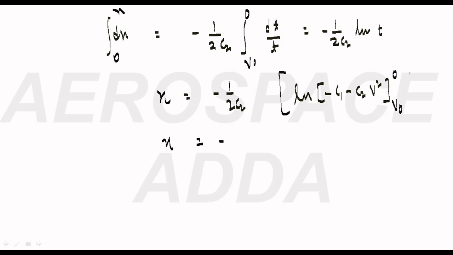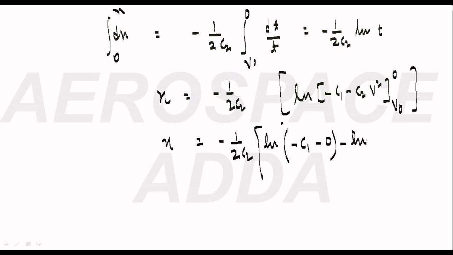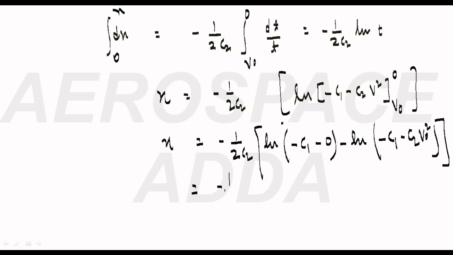It's a value, 1 by 2 c2. Check ln, in bracket what you will get: c1, which is nothing but a constant value, right? That c1 is nothing but a constant value. So what you will get? Minus of c1, but v is 0, so just 0, and then this is the 1. Then minus ln, what you will get? v naught. So minus c1 as it is, minus c2, this is v naught. So keep the limit v naught square. This is the value. So what you will get? 1 minus 2 c2.